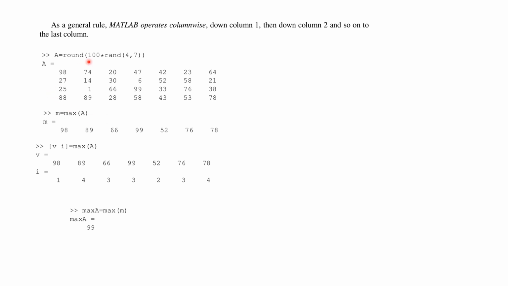If you want the max of the whole matrix, then you've got to form the max of A, which gives you all the maxima. Then you take the max of that, which will be 99 in this case.